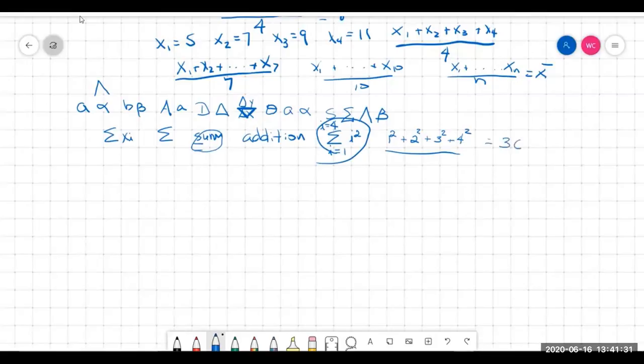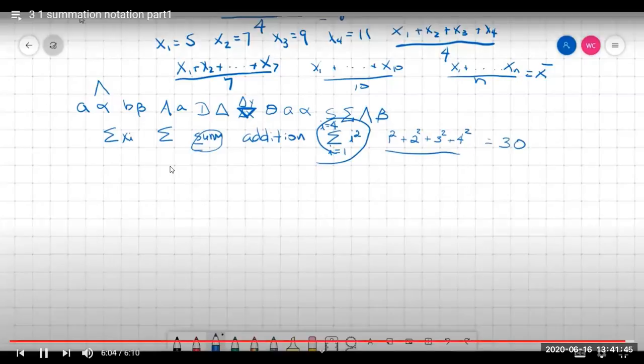Is that right? Let's try it again. 1 plus 4 is 5, plus 9 is 14. Yeah, 30. Okay, so you get 30. So what is this equal to? It's equal to 30. Okay, let's try another one.